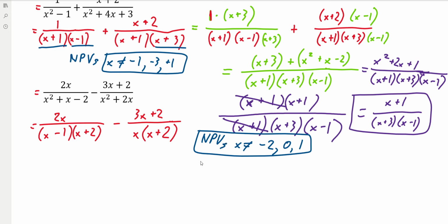Okay, so that's the first part, and then we can get common denominators. So if we rewrite it out exactly as is, 2x, x minus 1, x plus 2. Now we can take the extra part on the right side and multiply it in. So the extra part here is an x.